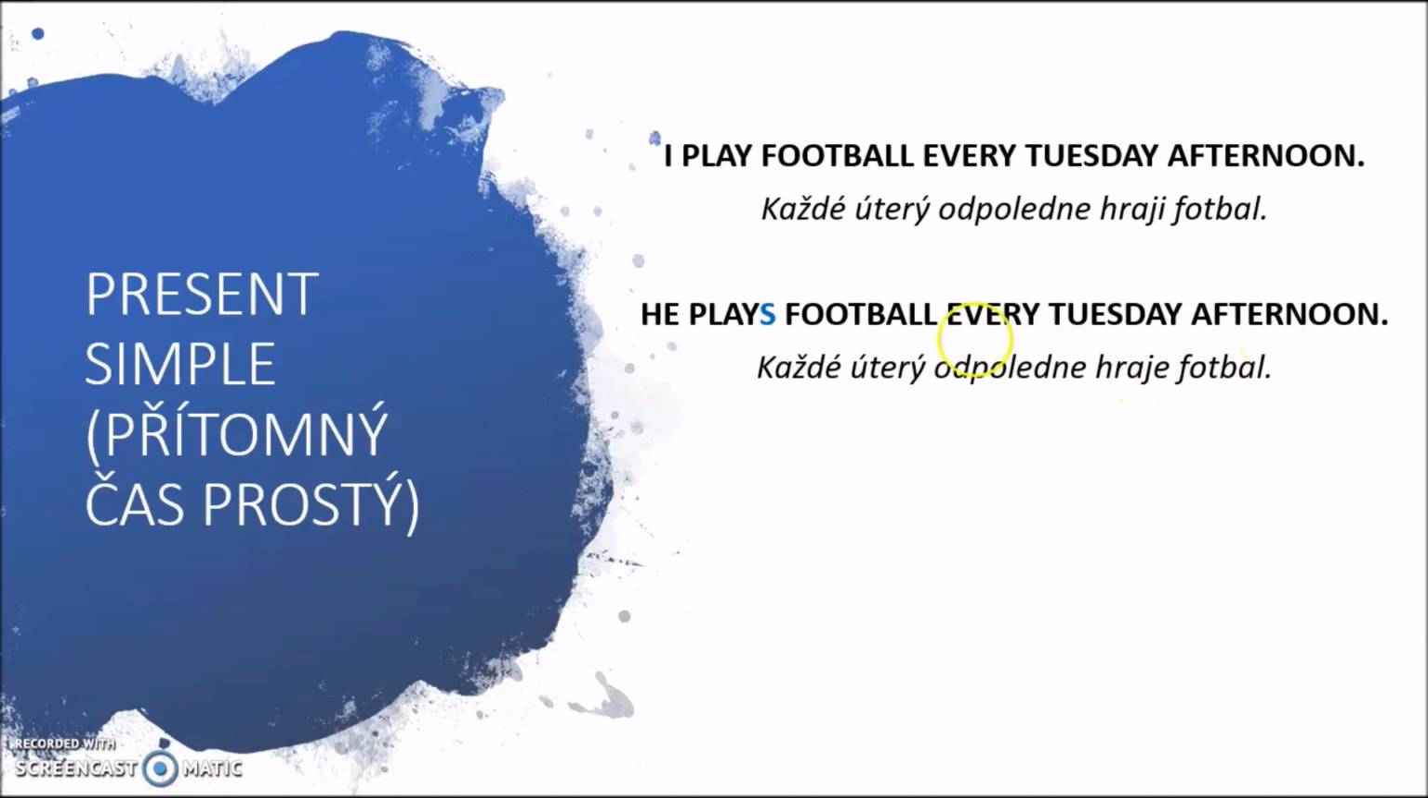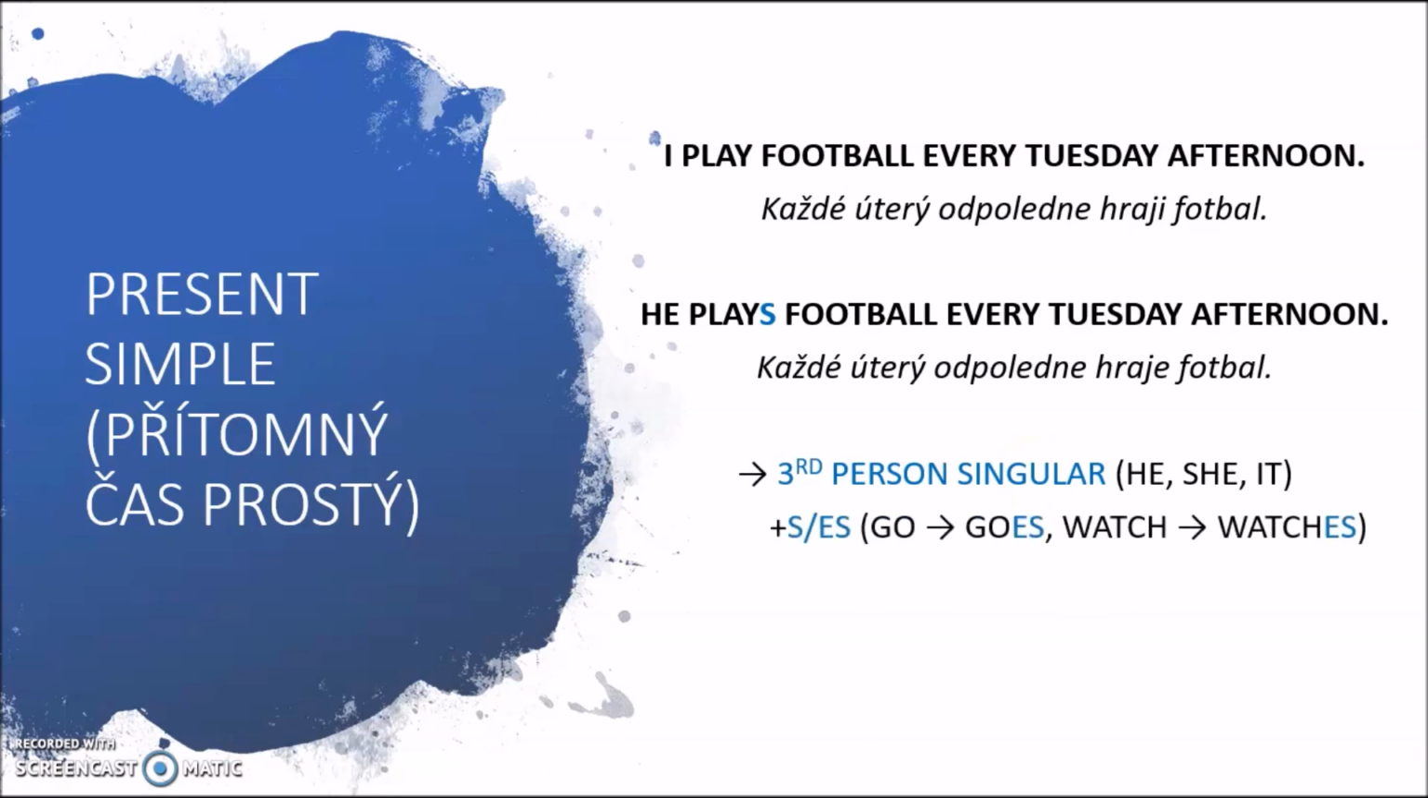You can see that we have s at the end of the verb play. Why? Because I changed to he. When the subject of the sentence is in the third person singular, like he, she or it, we put s at the end of the verb. Sometimes we use es with verbs that end with o, like go, goes, or do, does, or verbs that end with the sound ch, j, or sh, like watch, watches, switch, switches, and so on.